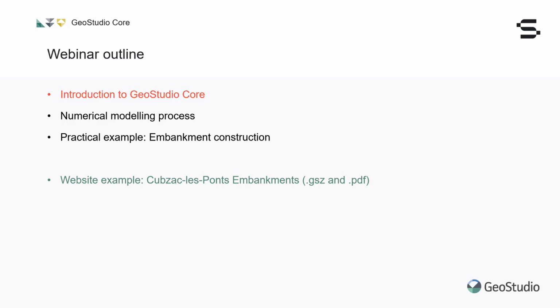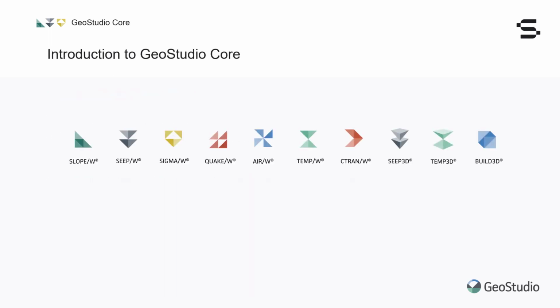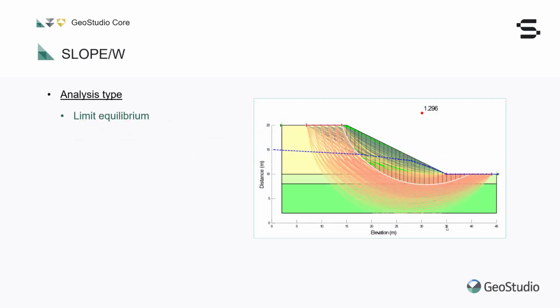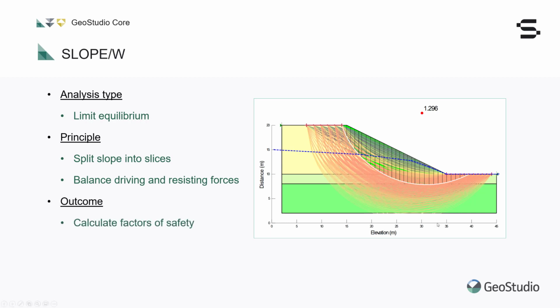Let's dive into it by reviewing each product that composes the GeoStudio Core lineup. As I mentioned earlier, GeoStudio Core refers to the three most popular products part of the GeoStudio portfolio: SLOPE/W, SEEP/W, and SIGMA/W. SLOPE/W is a limit equilibrium stability application where a slope is split into a number of slices. Driving and resisting forces are calculated within each slice, and factors of safety are computed. Slope stability is fundamentally about comparing resistance versus driving forces.